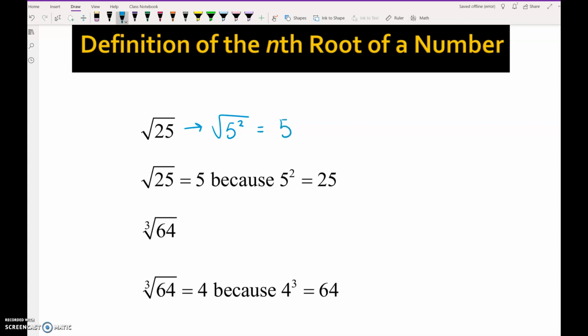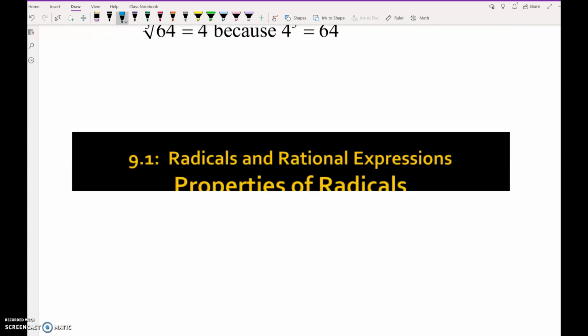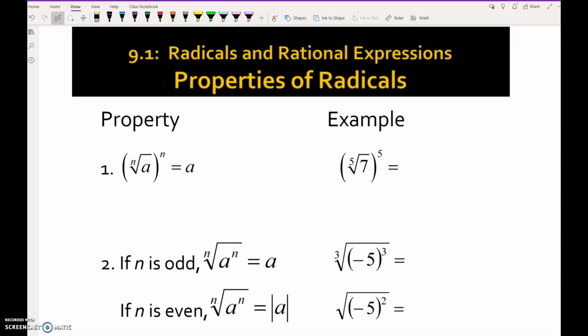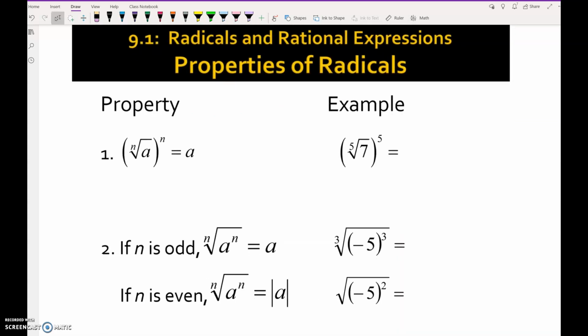The cube root of 64 is 4 because 4 to the third is 64. Square roots undo squares, cube roots undo cubes, fourth roots undo exponents of 4, and so on and so on. So here's some properties for us to look at.